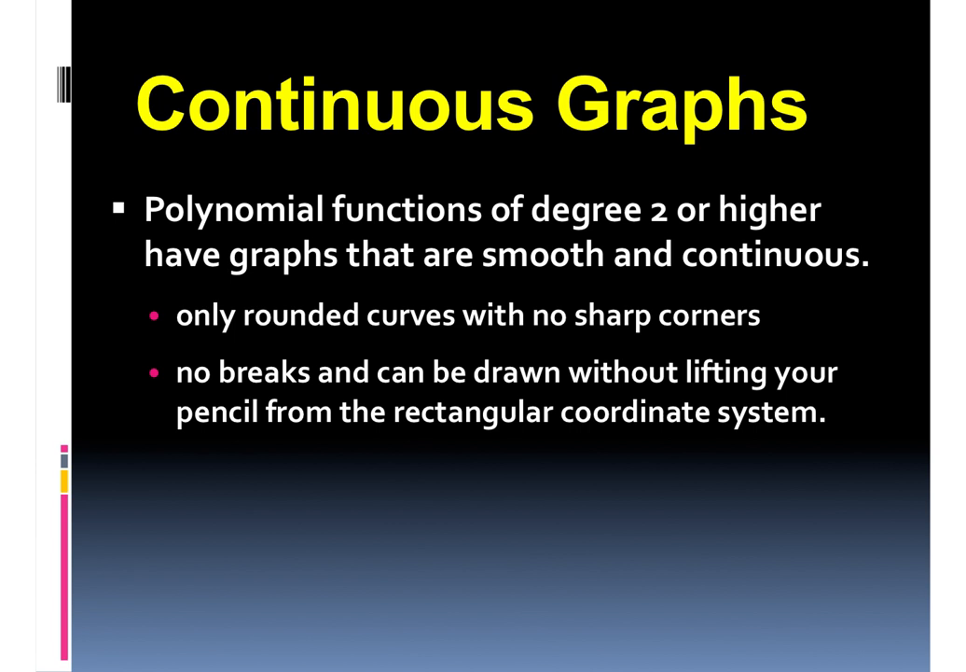The first is that these all have to be continuous graphs. They will have a degree of 2 or higher, so it could be x squared, x to the third, x to the fourth, x to the fifth, and so on and so forth. But they are smooth and continuous, meaning that they're not going to have disjointed parts. You're not going to have a piecewise function. They won't have sharp edges. They are all going to be rounded curves, and there's no breaks. So you can literally stop and start your graph from left to right without lifting your stylus or your finger, however you're going to graph it, or your pencil if it was a piece of paper.